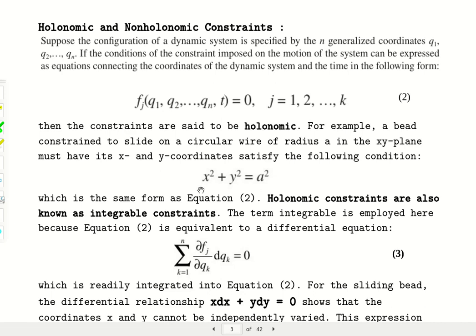So these are the holonomic constraints, and if we get this equation of constraint, then you can see that the problem is much simpler. It will help in the solution of the Lagrangian equation. That is, one dimension is cut off by this equation.